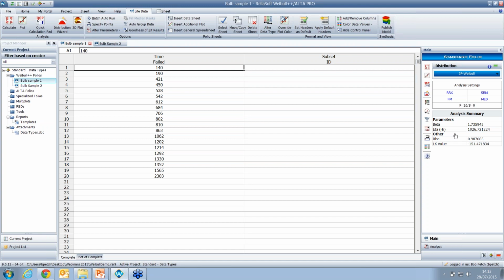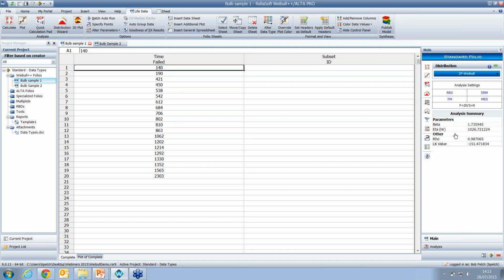The eta value, shown below, often called the scale parameter, gives us the point in time by which 63.2% of units will be expected to have failed. These parameters can be quickly compared to other data sets. For example, if another sample of 20 bulbs from a different supplier had the same beta value, but a higher eta value, this would suggest the bulbs were failing due to the same failure mode, but that the second sample survived longer before failing, indicating that it was more reliable.